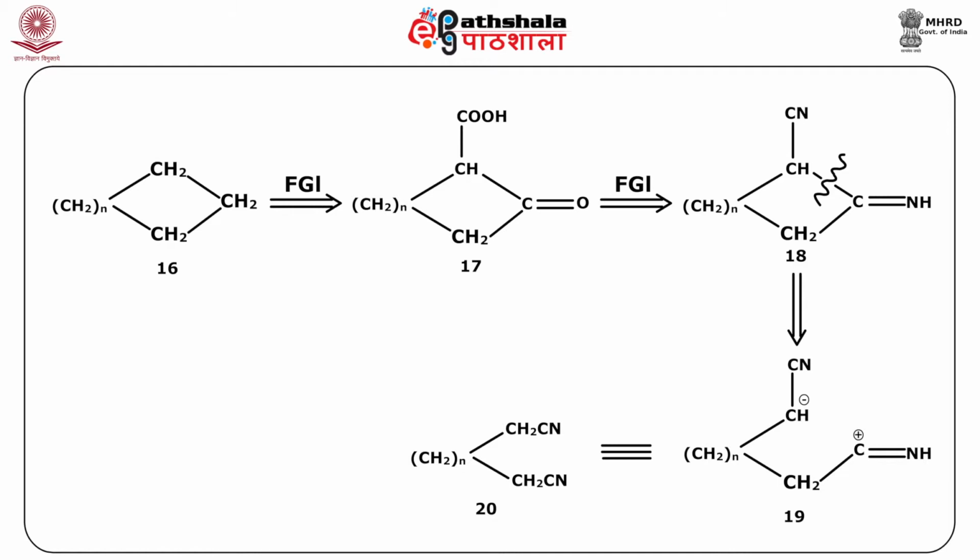The functional group interconversion, FGI, on carbocyclic compound 16 shows that it can be prepared from a compound of type 17. The compound 17 can be obtained from 18, which on carbon-carbon disconnection gives the synthon 19. The synthetic equivalent of synthon 19 is the dicyanide compound 20. It is shown beautifully here in this given schematic diagram.